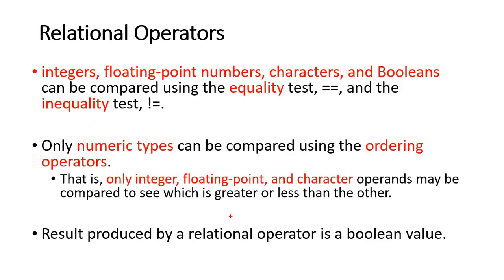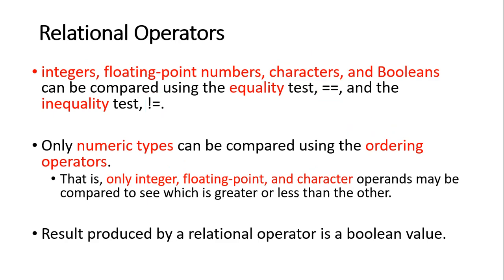Let's look at the equality and the inequality. A few things you must understand: equality and inequality can be used with integers, floats, characters, and booleans. Whereas the other types, like greater than, less than, greater than or equal to, or less than or equal to, can be used with integers, floats, and characters, but they cannot be used with boolean operands.